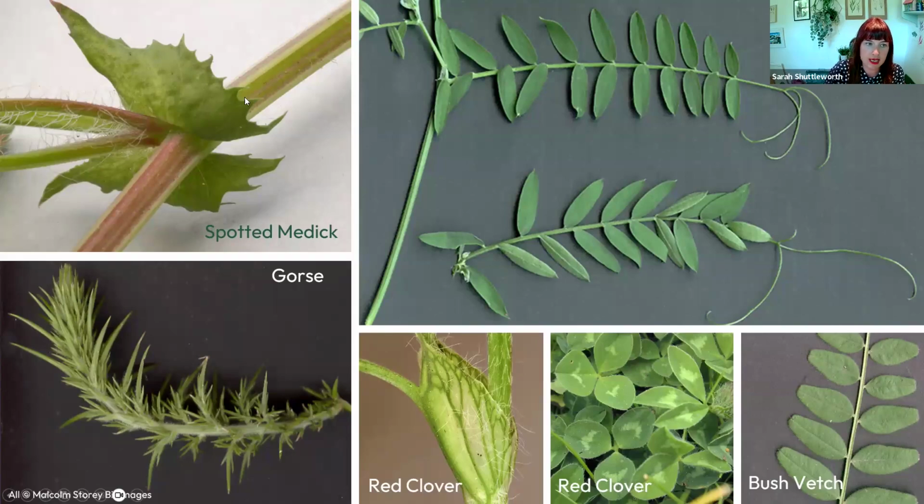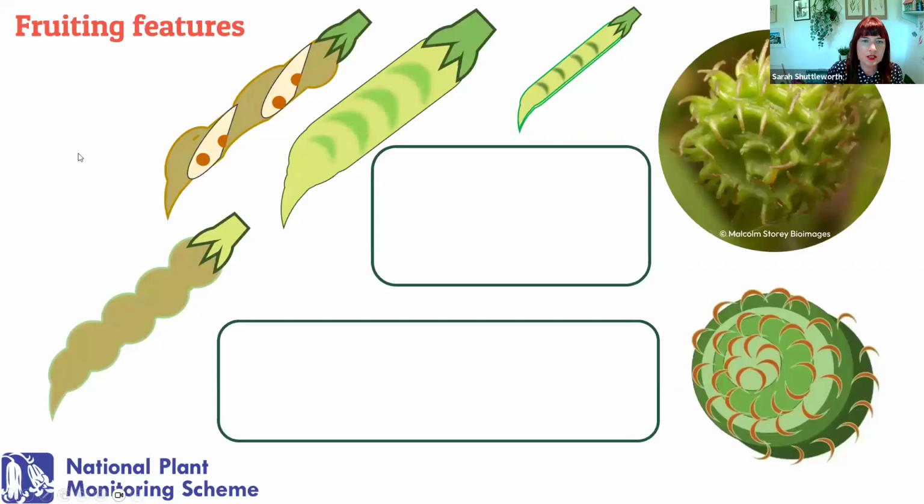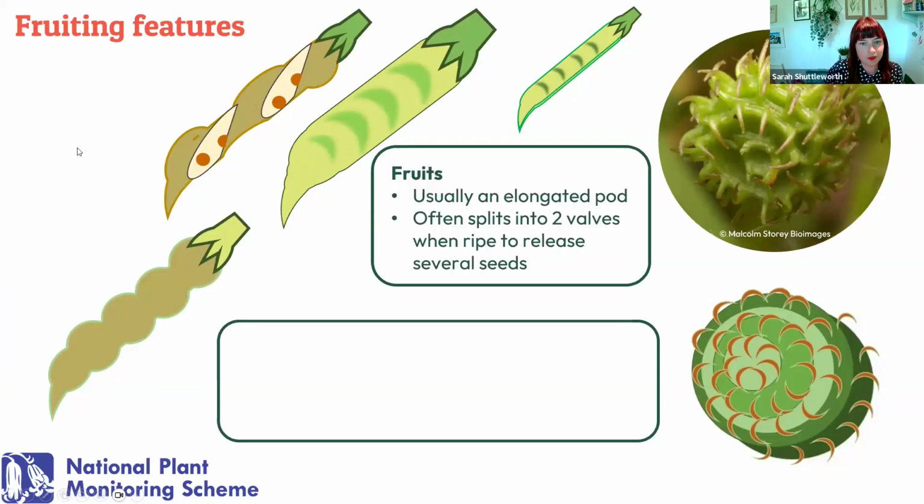Here we've got spotted medic, which has this almost Dracula-esque kind of collar stipules, and it has these little teeth on them as well. Very, very different to the leaves, which would look quite a lot like a kind of clover for spotted medic. So yeah, quite different. So then the fruiting features.